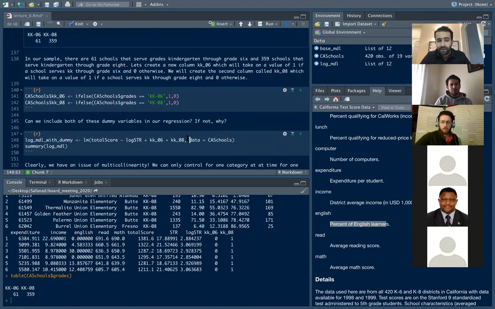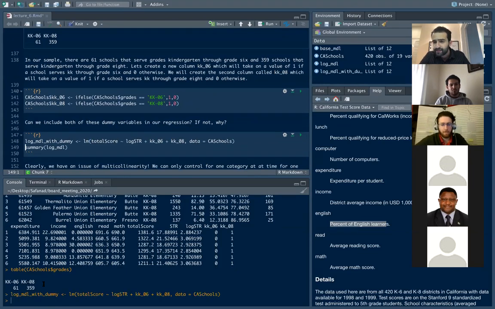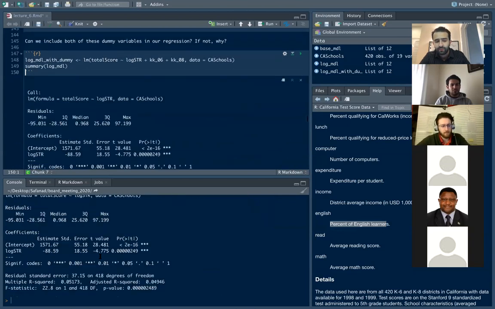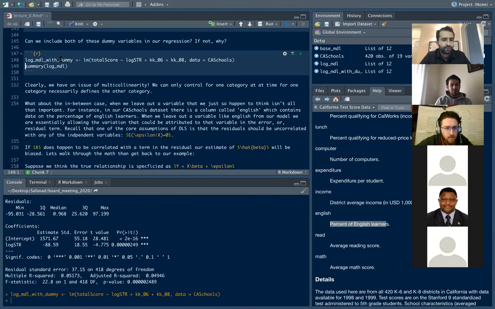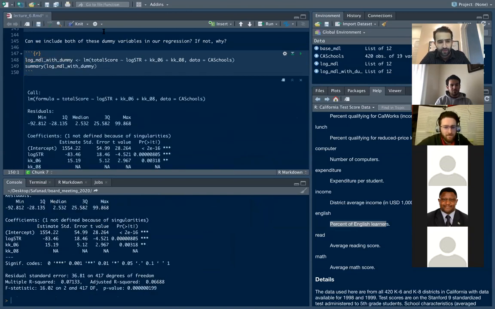Now, if we were to run a regression, so here we go, linear model, total score. If we were to run a regression where we controlled for both KK06 and KK08, we have perfect multicollinearity. We know that. If we run this regression, did we get any warning signs? No. Did we get any error messages? No. But if we look at the summary of the log model, oops, I have the wrong variable name there. It should be log model with dummy. If we run that command, we're going to see this output here.